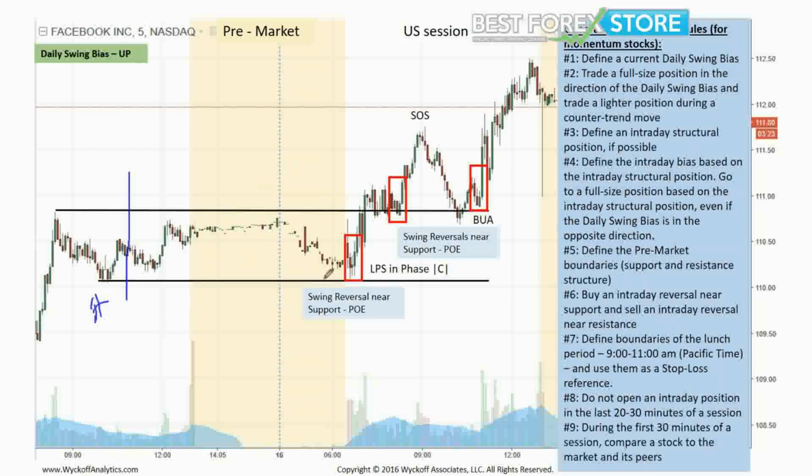So here is your phase C, sign of strength, backing up action. And now it becomes a little bit easier to read the whole structure.